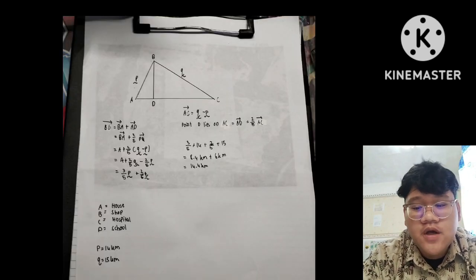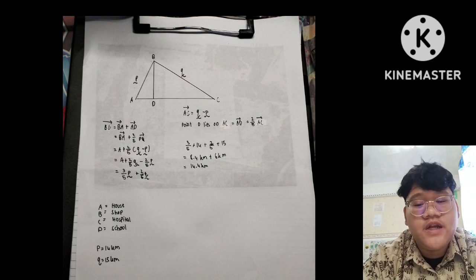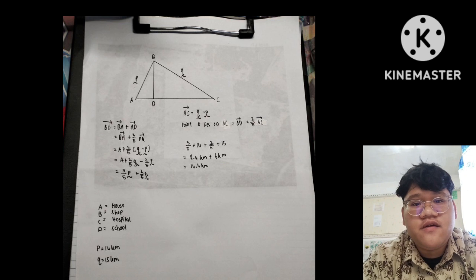This is another example question for vector and scalar. We can see the triangle that shows point D lies on AC, with AD equal to 2 over 5 AC. So we need to find BD. So this is the answer for BD.